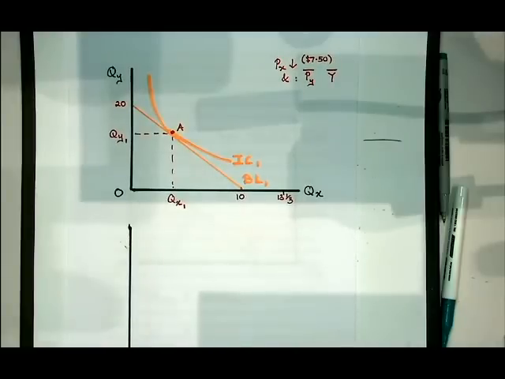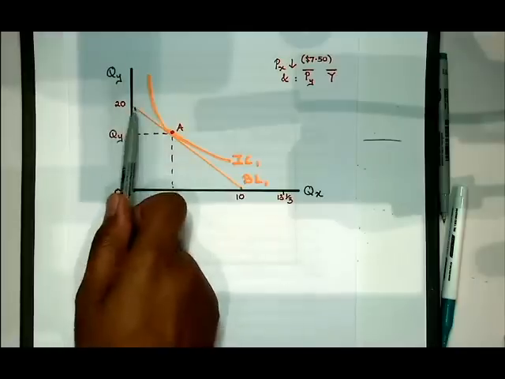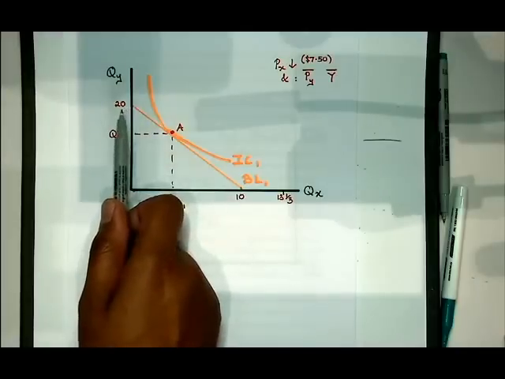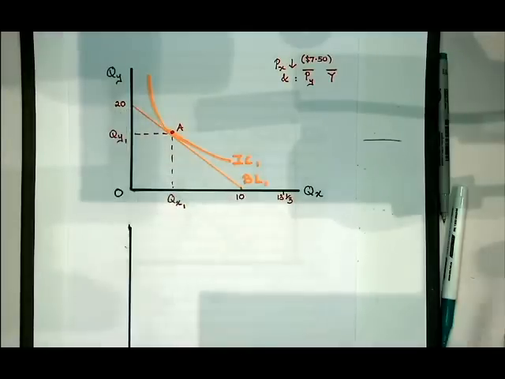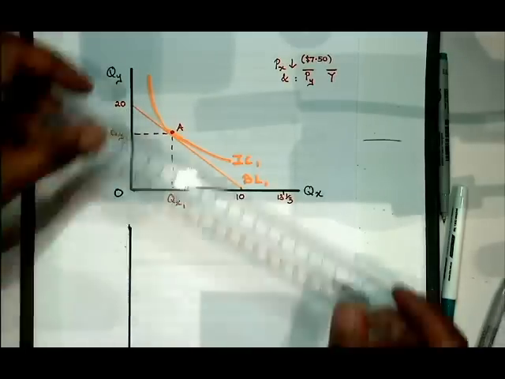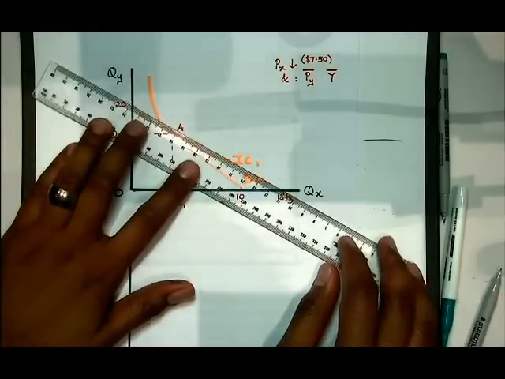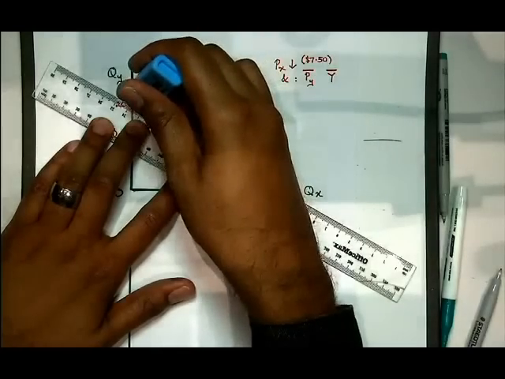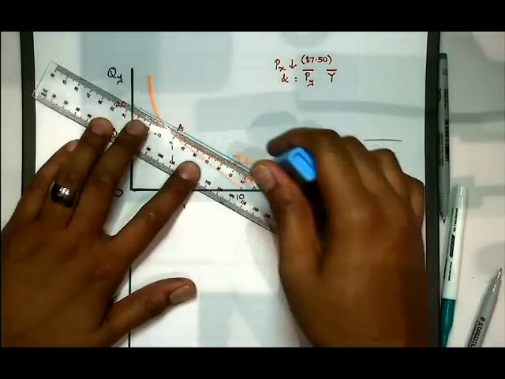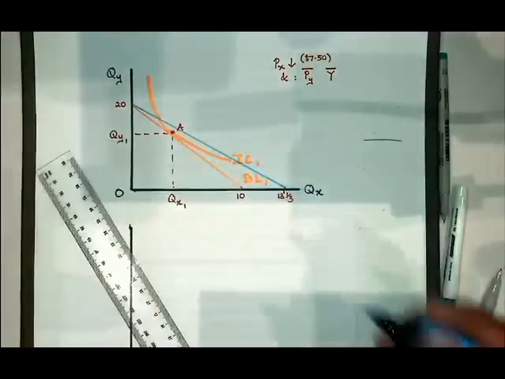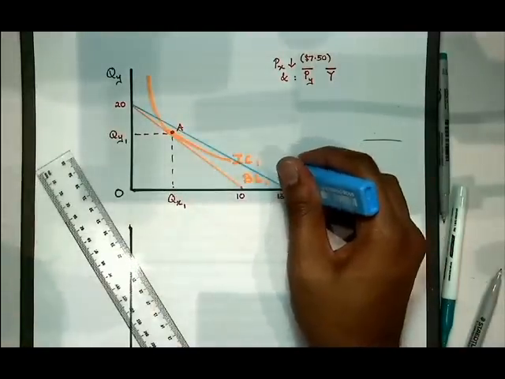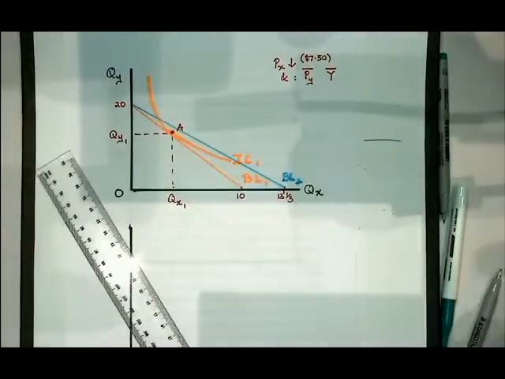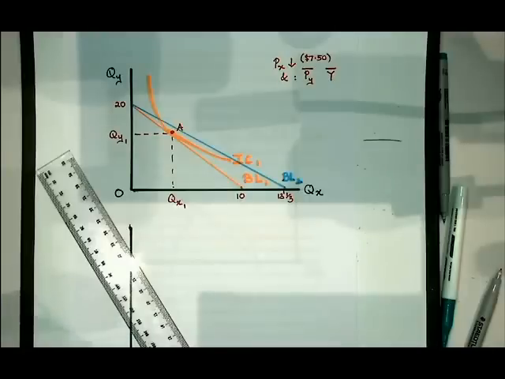What if I spend all my money buying Y? That will still stay at 20, right? That wouldn't change. What will happen to my budget? My budget will now rotate outwards. Would you agree? The budget has now rotated outwards. Is A still affordable?